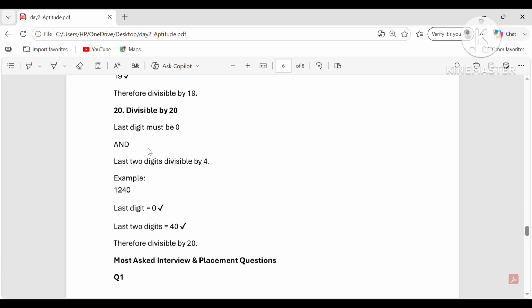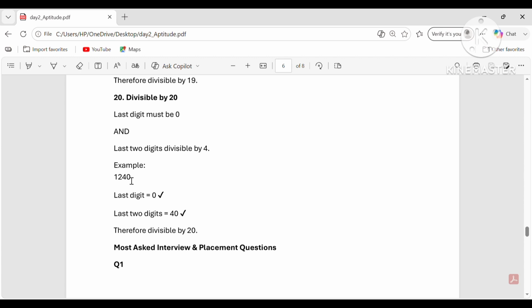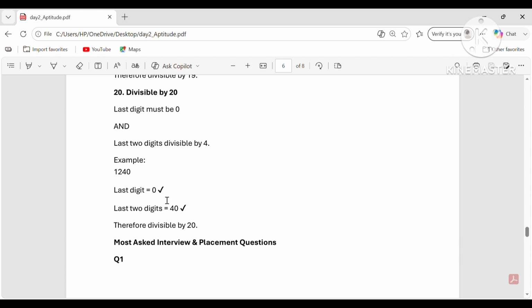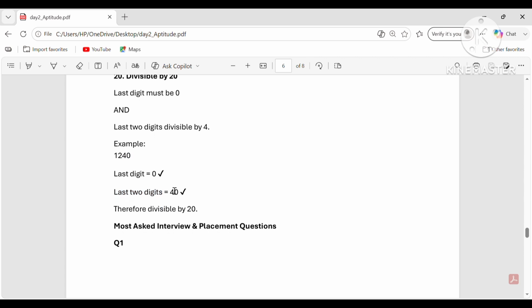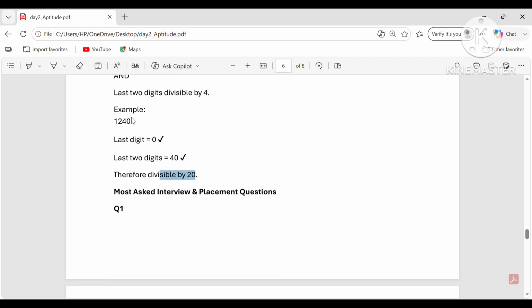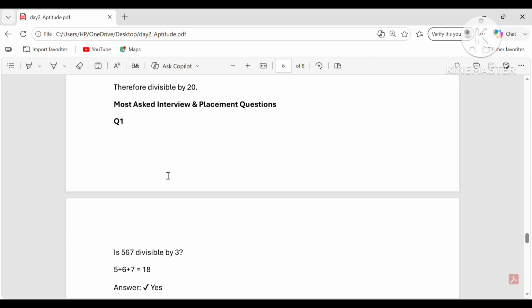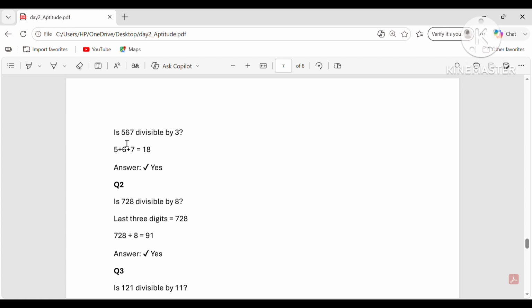Divisible by 18. It must be divisible by 2 and 9. The given number is even, the last digit is even, so it is divisible by 2. For 9, we need to add each and every digit in the given number. Then we got 18, so it is also divisible by 9. If it is divisible by both 2 and 9, then we are able to conclude that it is also divisible by 18.